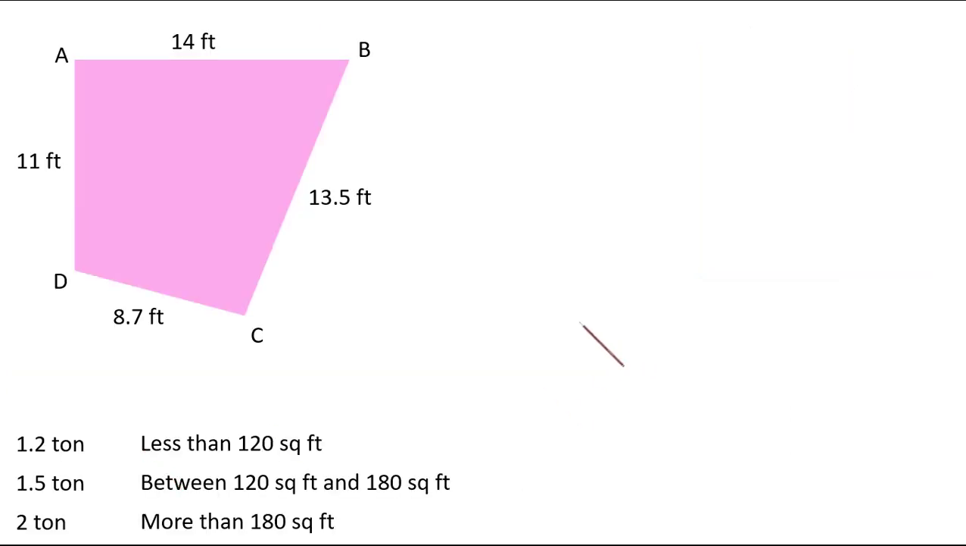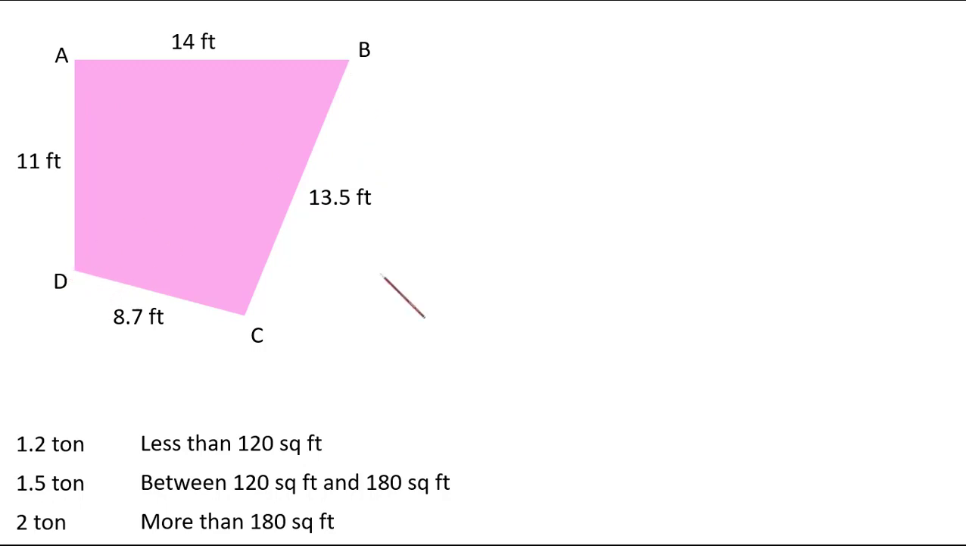But what if the room is not a perfect rectangle? It is a quadrilateral like this, ABCD, whose 4 sides are given, but you do not know how to find the area of this particular quadrilateral. So what can we do? We can convert this quadrilateral into 2 triangles, either by joining AC and measuring it, or BD and measuring it.